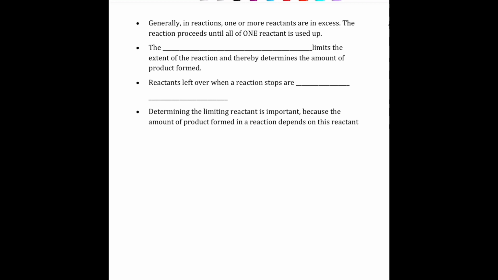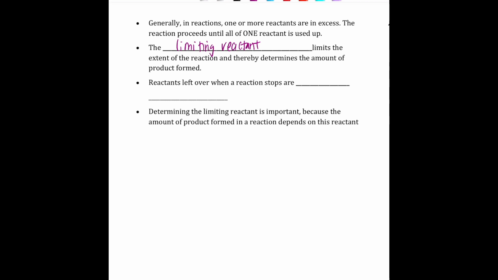So generally, a reaction will have one or more reactants that are in excess, meaning we have some leftovers. And the reaction will proceed until one of the reactants is all used up. Now, the limiting reactant limits the extent of the reaction and thereby determines the amount of product formed. We can't make more product than we have the ingredients or the reactants for.